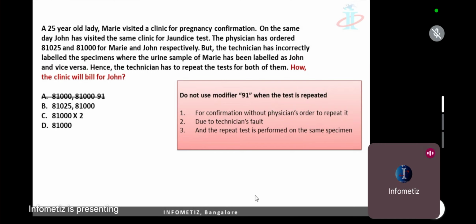Correct. The answer will be D. We cannot multiply this one simply, so C option cancel. We cannot multiply with the 91 modifier. Why? Because it was technician's fault. So A cancel, C cancel. I cannot code pregnancy code for John, 81025. Cancel. So answer will be D. Good.